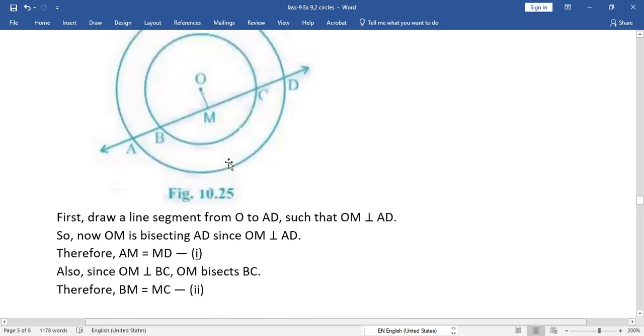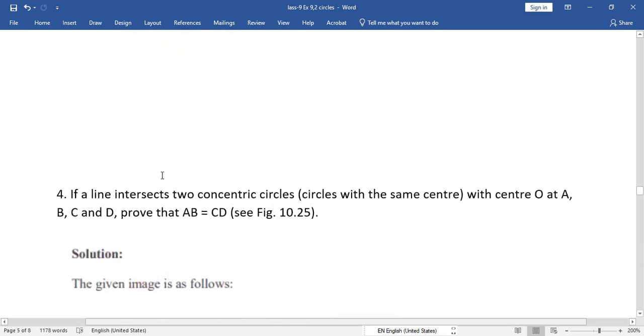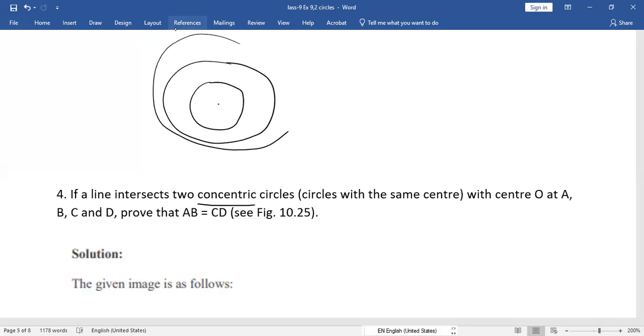Now look here, the fourth one. The figure is given. If a line intersects two concentric circles, what do we mean by concentric circles? That means through one center we can draw many circles, and they are called concentric circles. Radius R, radius R2, radius R3, like this. Many circles we can draw.